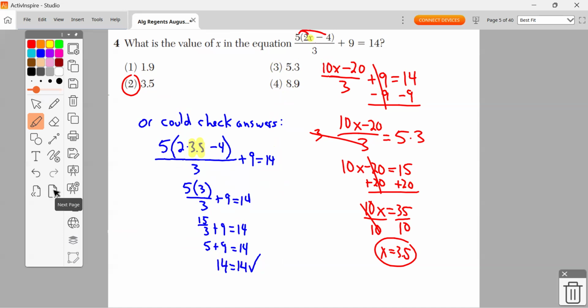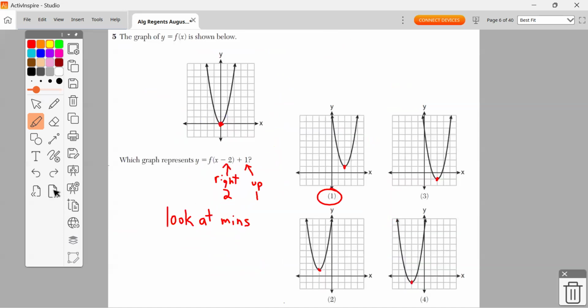It would not check. In question number 5, the graph of y equals f of x is shown below. Which graph represents this? Some people just know the rules that if you subtract 2 from just the x, you're moving right 2. It's a translation, right 2. And if you add 1 to the whole thing at the end, you're going up 1.